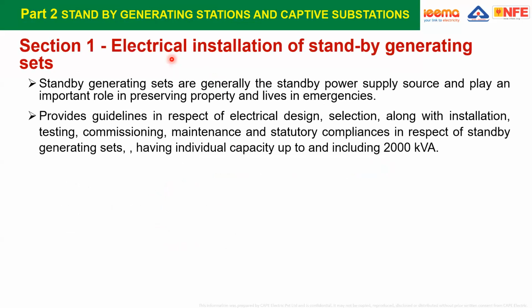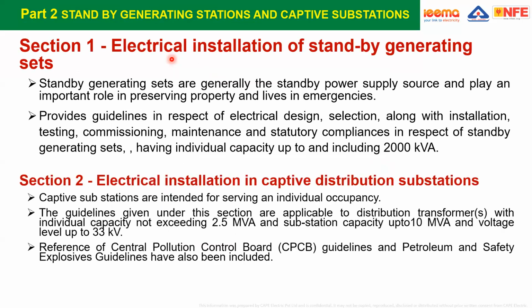Part 2 consists of electrical installation in standby generating sets, and section 2 talks about captive distribution substation. So if you have a substation in your premise, the respective measures can be found in this particular section. Please note that section 2, captive distribution substation, talks only about the area requirement for the distribution substation, not about the whole building.